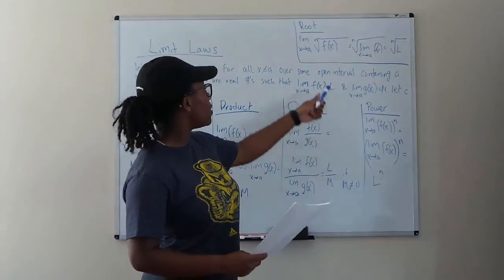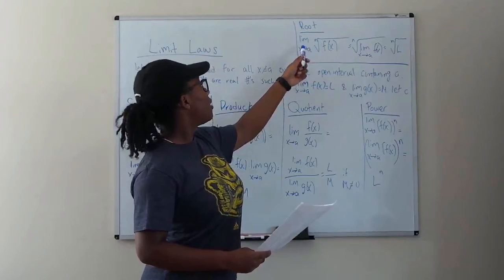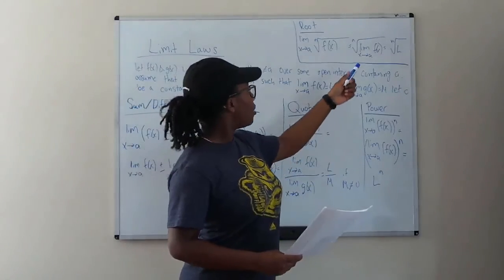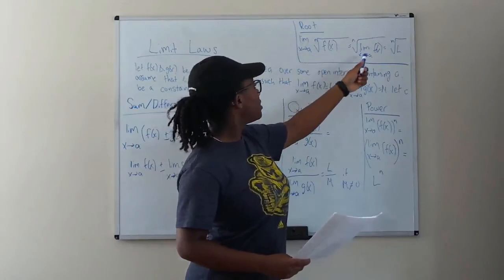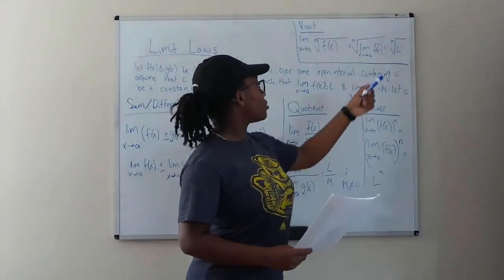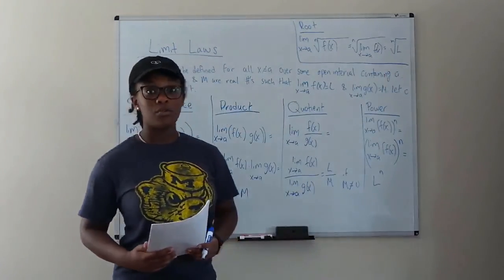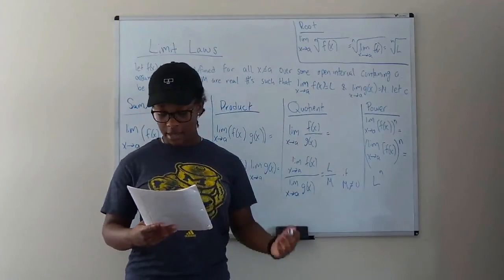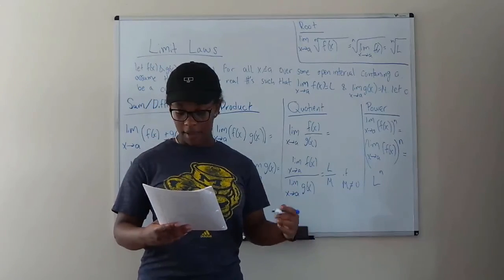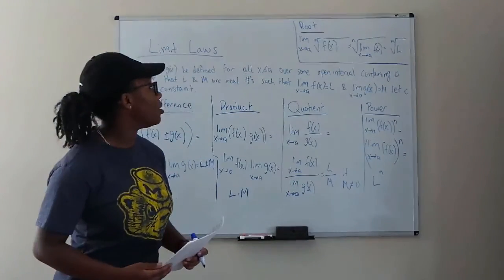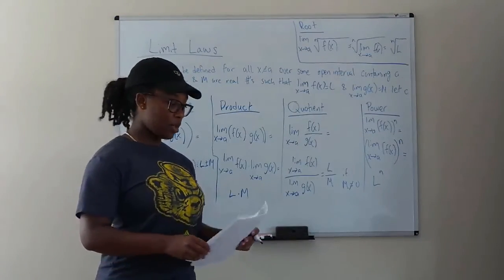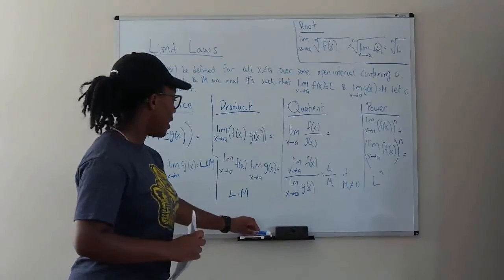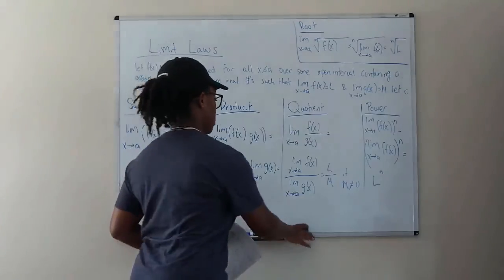And then the last one, we kind of have to squeeze it in, but this is the root law. So the limit as x approaches a of the nth root of f of x, we can just squeeze the limit inside of the radical there, and that will just be equal to the nth root of the limit value. And that's for all L if n is odd, and for L greater than 0 if n is even and f of x is greater than or equal to 0. So that was a lot of information. So what we're going to do is I'm going to erase the board and then dive into some examples.